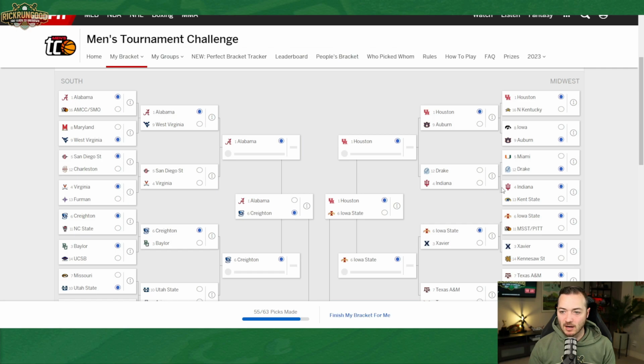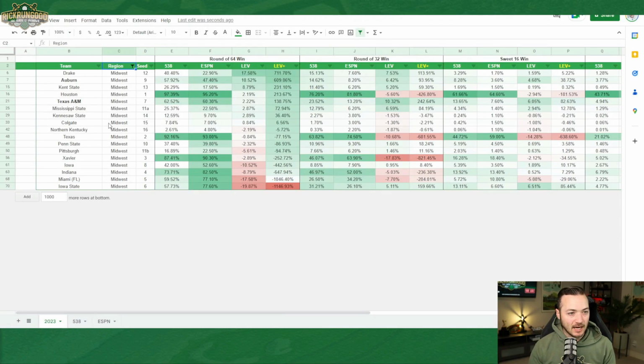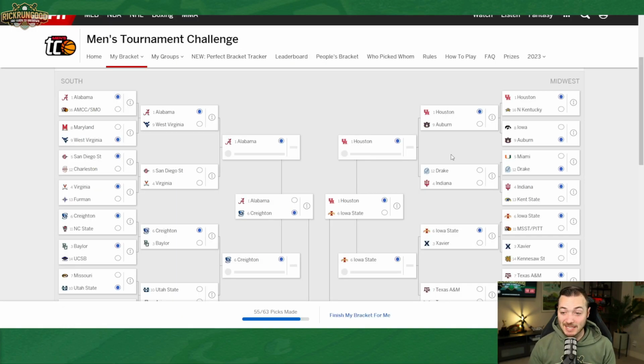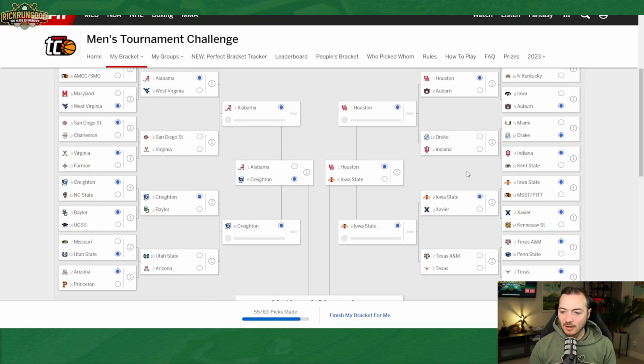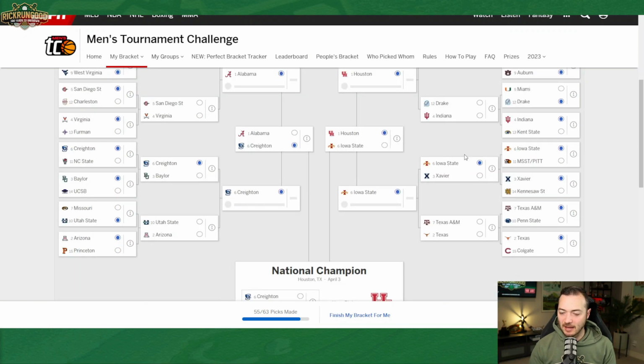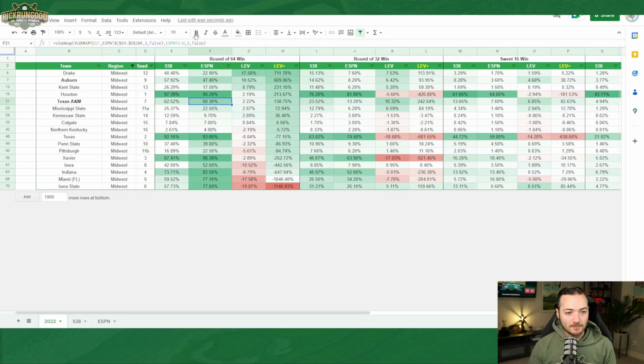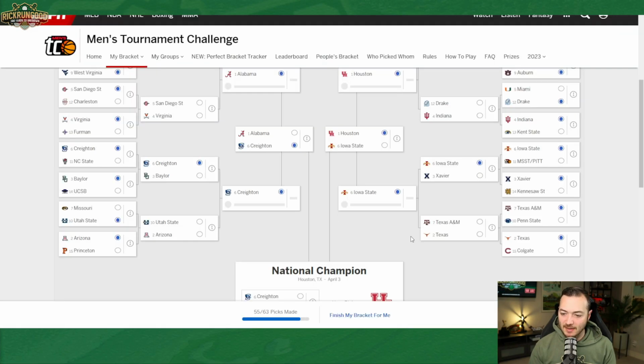They are the favorite there. So we did go Drake over Miami. That's a 12 over a 5. Again, I don't really care, but they are 40% to win on 538, but only 22% on ESPN. So that would be a pretty big one. Indiana over Kent State. Iowa State coming out there as the 6. Xavier beating Kennesaw State. Texas A&M, they're a favorite over Penn State, and they are the higher leverage team. So we went there, and then Texas over Colgate.